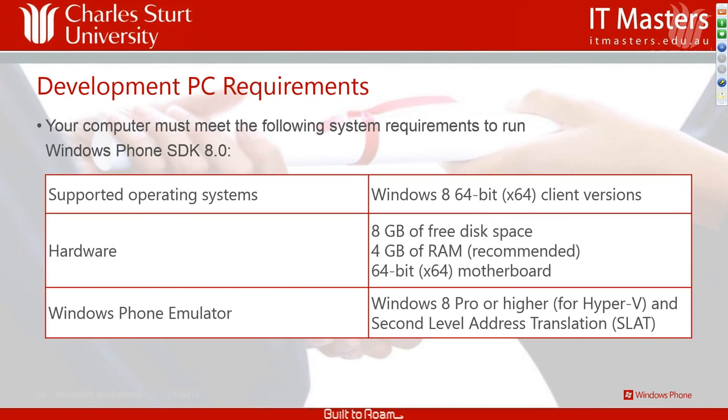Now, one of the things that we have seen with the Windows Phone SDK is that the minimum bar for your computer specs has actually increased. So it does require Windows 8, and it does require Windows 8 Pro or higher for the emulation support. And this is the big one: it requires second level address translation, which is often the area where a number of devices fall down.